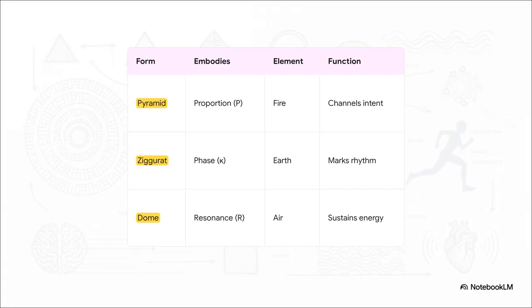I mean, how cool is this? It's such a powerful way to visualize the equation. It takes those three variables and embodies them in three timeless architectural forms. The pyramid, climbing to a single point, that's proportion. The ziggurat, with its stepped, repeating rhythm, that's a perfect symbol for phase. And the dome, which can contain and amplify energy and sound, that's resonance. It's like a chord built from stone. P times kappa times R equals a balanced structure.